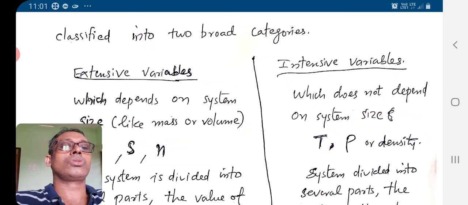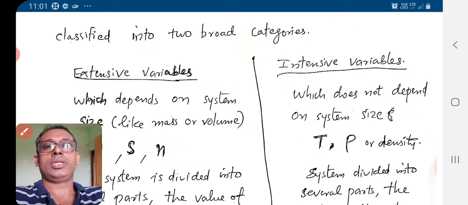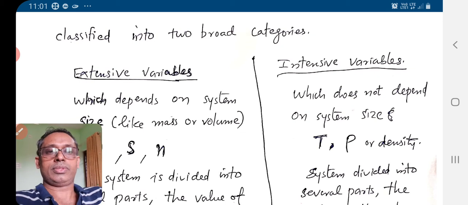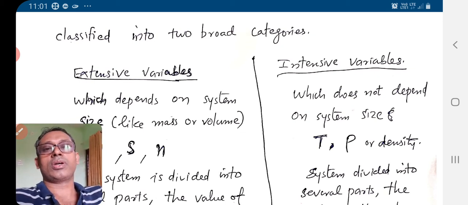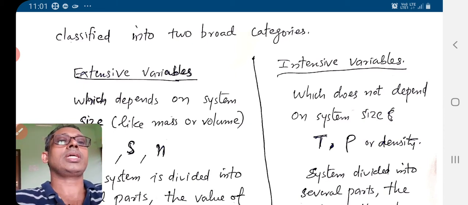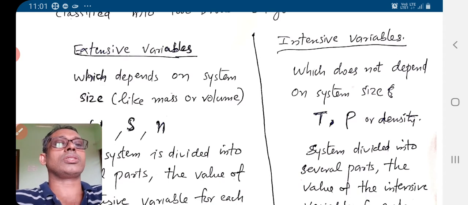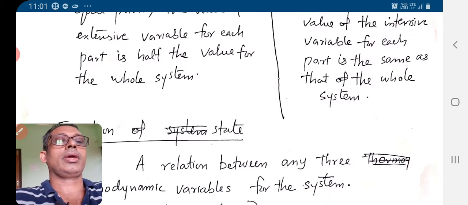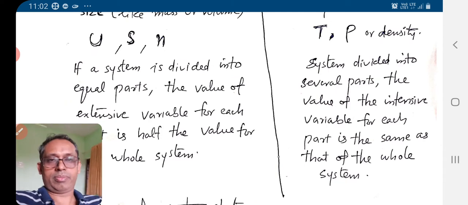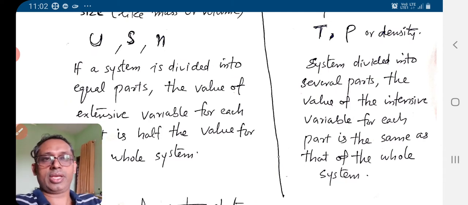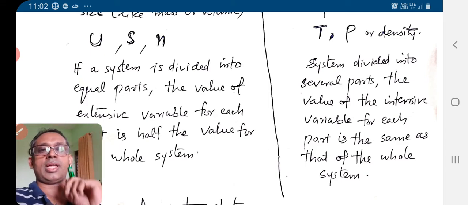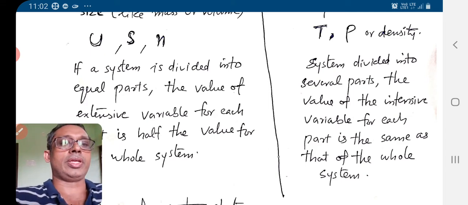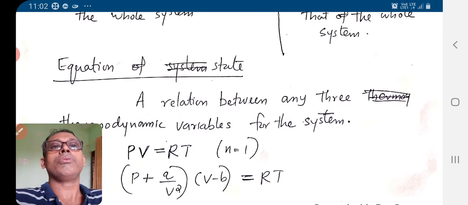And this is true for density also. If you divide the system into half, if you reduce the size of the system, its density will not change. So such variables are called intensive variables. So the thermodynamic variables which determine the state of a system can be divided into intensive variables and extensive variables. Then the equation of state.